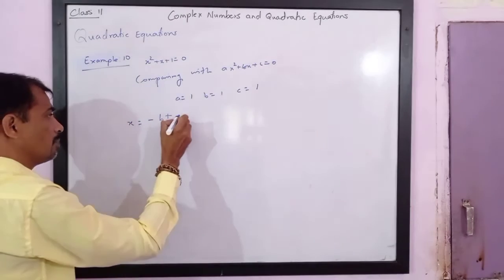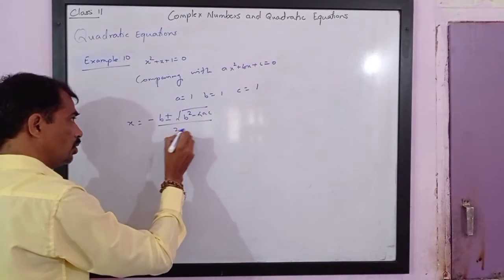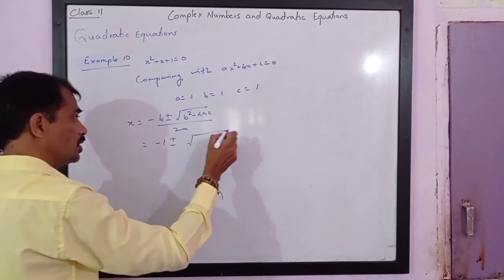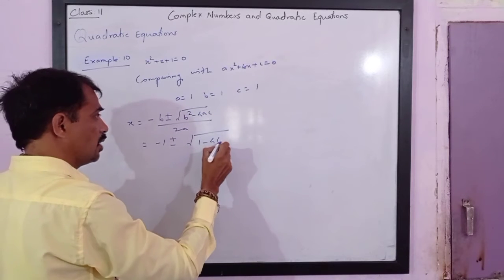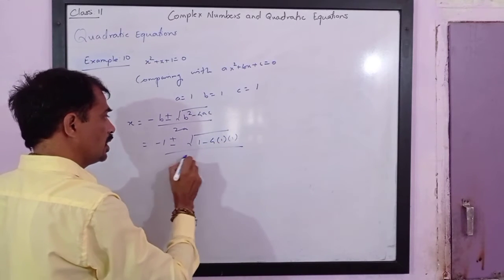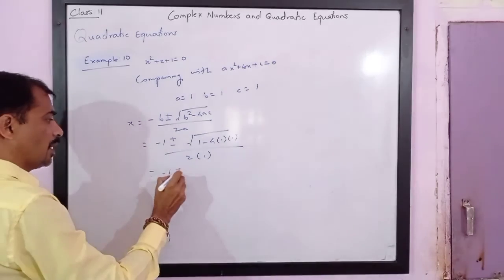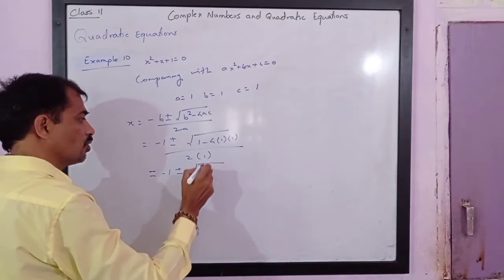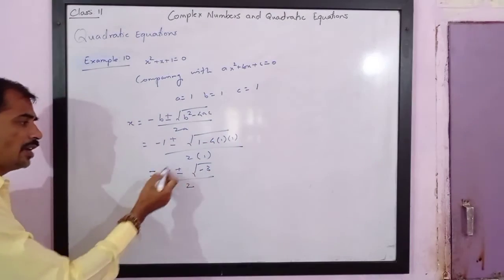Now we know the roots of these quadratic equations are given by x is equal to minus b plus or minus root of b square minus 4ac upon twice a, that is equal to minus 1 plus or minus root of b square is 1 minus 4 into a is 1 multiplied by c is again 1, upon twice multiplied by 1. So this is equal to minus 1 plus or minus root of 1 minus 4 is minus 3 upon 2. So please try to understand this.